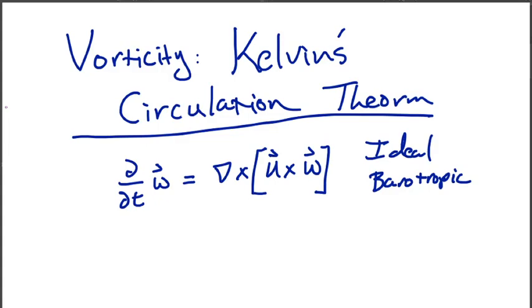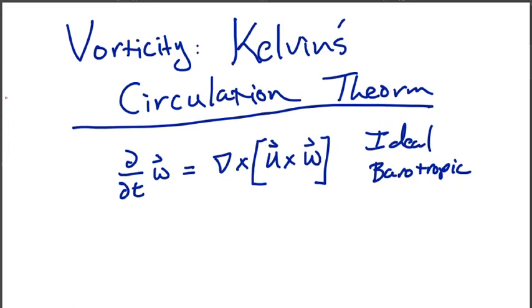To develop our intuition for how vorticity evolves in an ideal barotropic fluid, we're going to start by considering the Kelvin circulation theorem. To get us started, we have our vorticity evolution equation. Our vorticity changes only by del cross u cross omega, which, as we saw before, is given by a shear stretching term and also by a compressibility term.